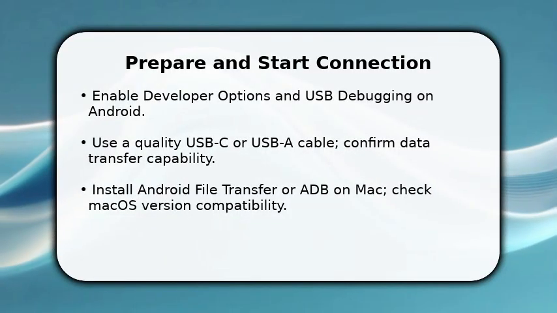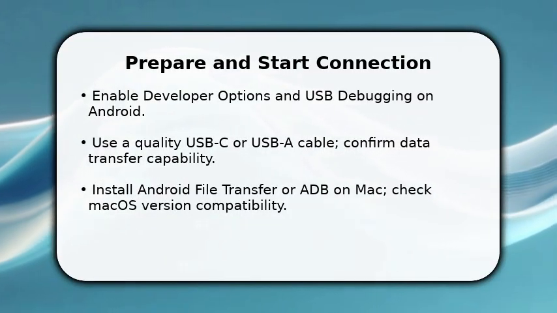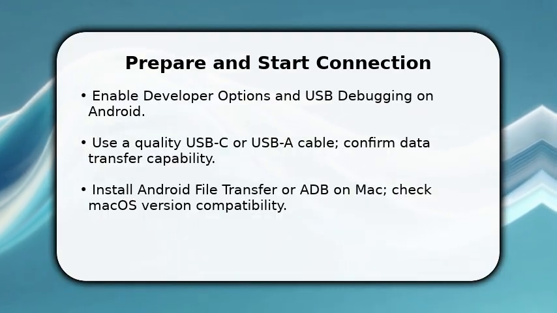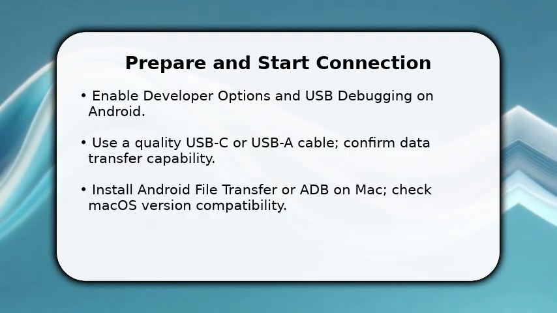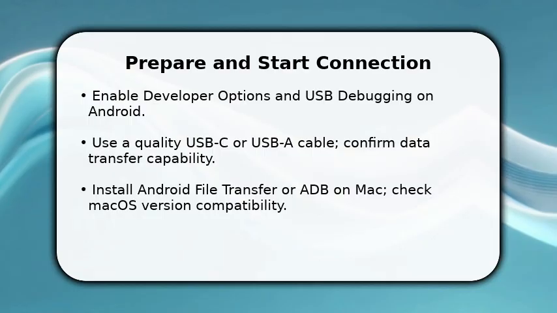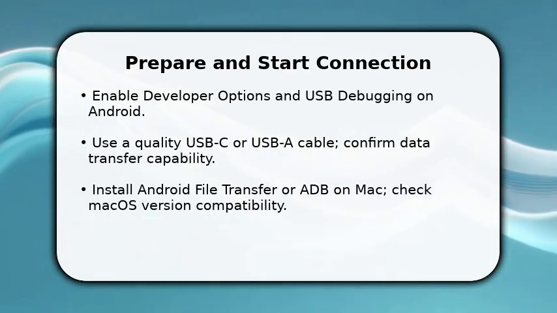You begin by preparing both devices so they can talk. On your Android, enable developer options and turn on USB debugging. This lets your Mac authenticate commands and file access. Next, plug a known good data cable into the phone and Mac. Charging only cables won't work.